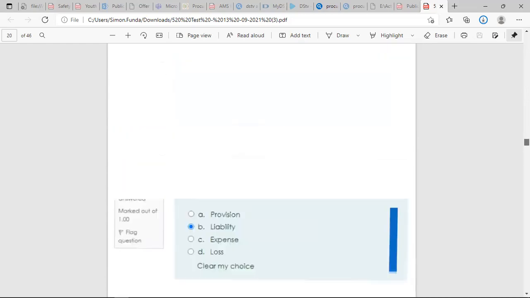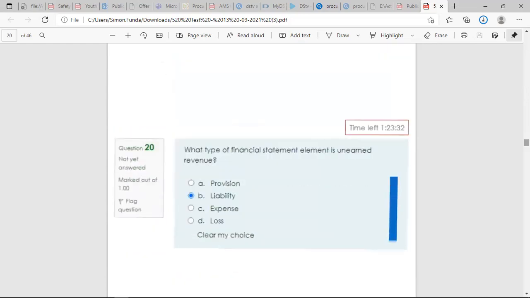Okay, number 20. What type of financial statement element is unearned revenue? So the revenue that we have not yet earned, is it a provision? No. Is it a liability? Is it an expense? Is it a loss? So it's a liability.